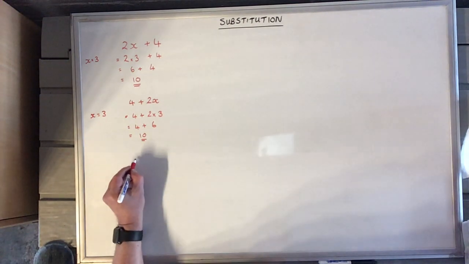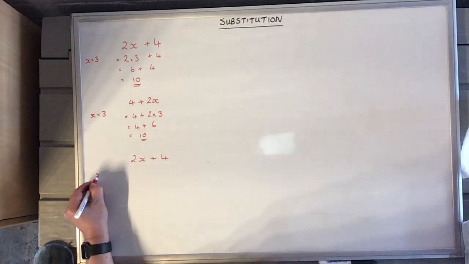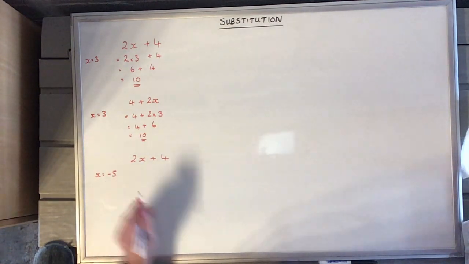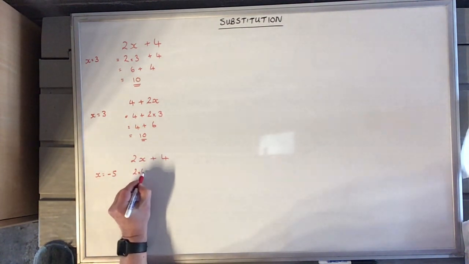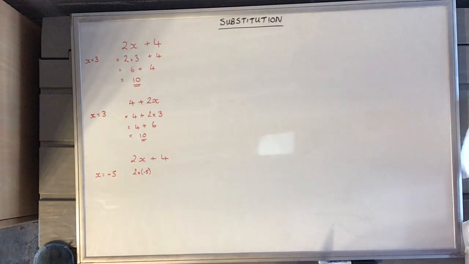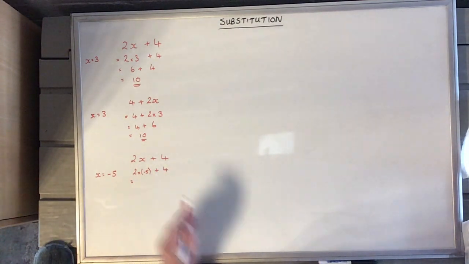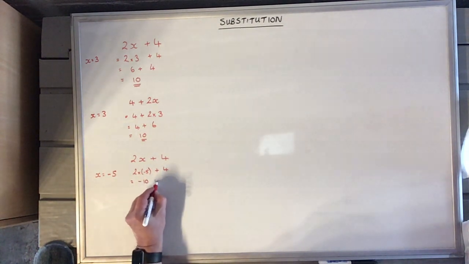Now, we can keep the same expression, so I'll just write 2x plus 4 again, and I'll make x this time equal to minus 5, or negative 5. Now again, order of operation and your negative numbers this time, so this is a wee bit more complicated. So we're letting x equal negative 5 this time. Well, that's going to be 2 times negative 5. Let's put that in a wee bracket to keep it nice and neat. 2 times negative 5 plus 4. Well, we must do the multiplication first. So 2 times negative 5 is negative 10 plus 4.